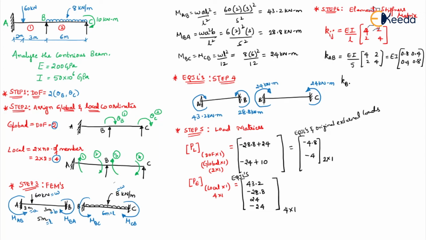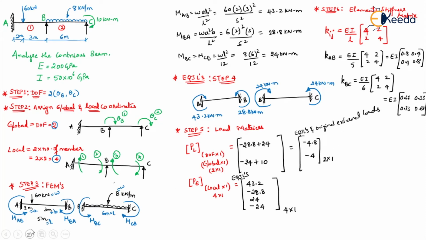Similarly, I have to do KBC. So it's EI by L. How much is L? 6 in this case, into [4 2; 2 4]. So what will be the value? On simplification you will get EI into [0.67 0.33; 0.33 0.67]. Okay, so these are your KAB and KBC.